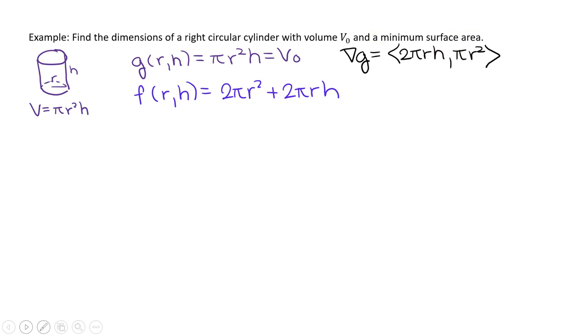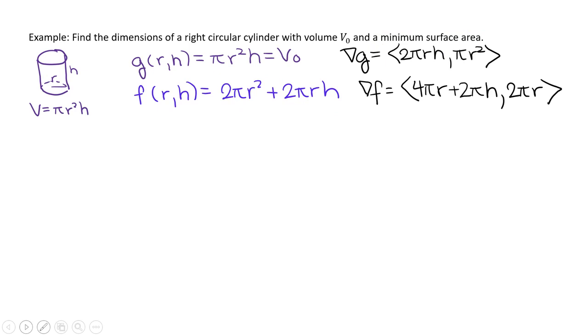So I'm going to find my gradients. So gradient of function G, and I took the derivative with respect to R first, and then I took the derivative with respect to H. So derivative with respect to R would be 2 pi r H. Derivative with respect to H, pi r squared.